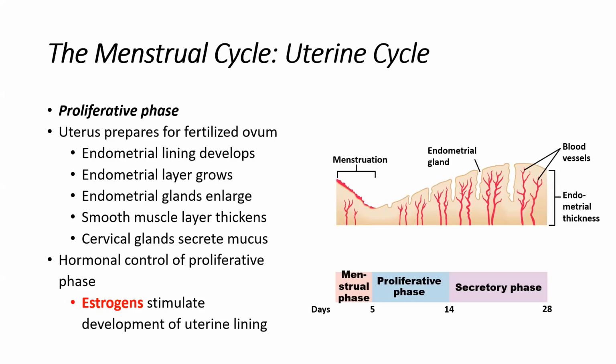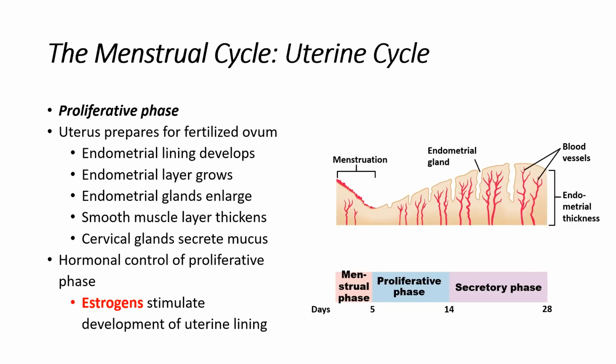Now the trigger for this proliferative phase is estrogen mainly, which is being secreted from that developing follicle. So if you remember when we talked about the ovarian cycle 5 minutes ago, we said that the estrogen being secreted from the granulosa cell had two purposes. It's going to help the oocyte develop, but it's also going to be preparing the uterine lining. So this is what we were referring to.